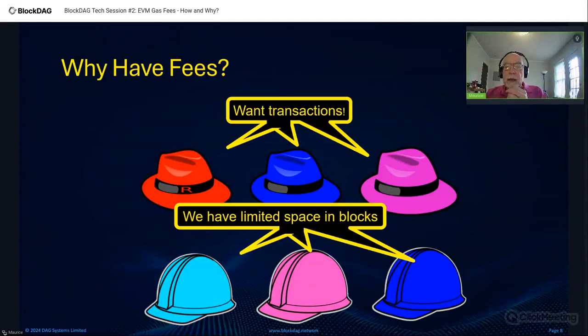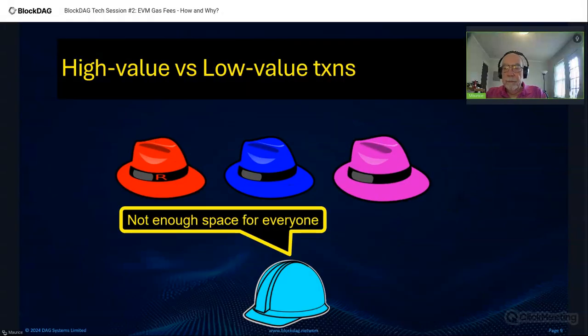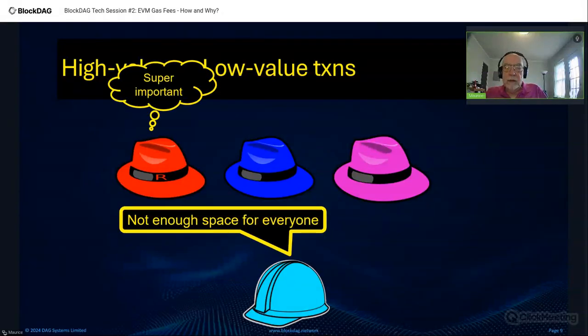And there will be more transactions sitting in the pool, in the mempool, than there is room in the next block. So the miners have to make decisions on who gets in. So there's not enough space for everyone. So, of course, we have to prioritize the low value versus the high value transactions.